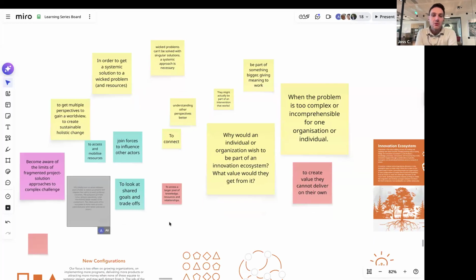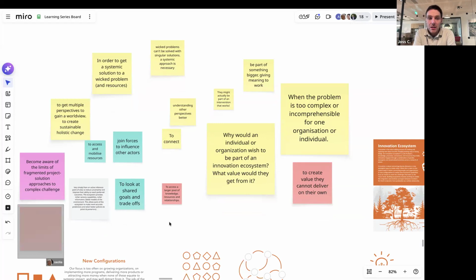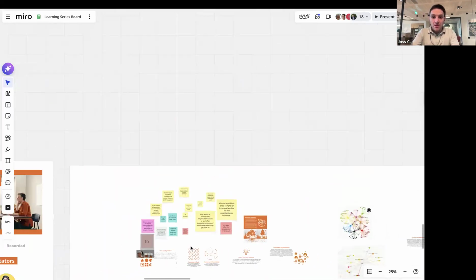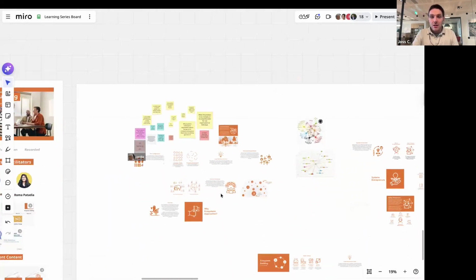To access and mobilize resources, join forces to influence other actors, to look at shared goals, trade-offs, become aware of the limits of fragmented project solution approaches to complex challenges. Okay, very good. I think you're all very intelligent. You're understanding the idea here.